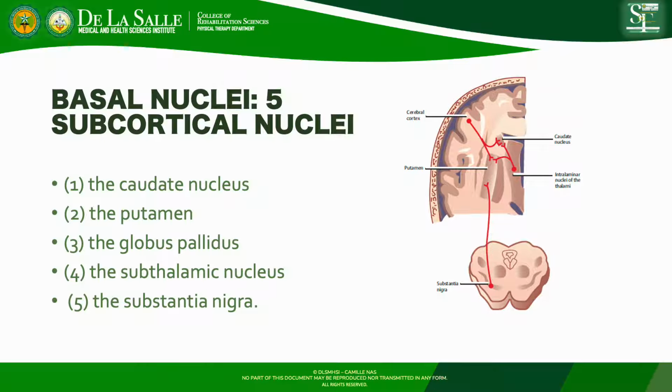Now, let's discuss the five subcortical nuclei that comprise the basal nuclei. We have the caudate nucleus, the putamen, and the globus pallidus. These three nuclei make up your basal nuclei. However, the subthalamic nucleus and the substantia nigra, these are not exactly part of the basal nuclei. So they don't make up the structure of the basal nuclei. Instead, they play a role that is important for the function of the basal nuclei in general. Again, they are not directly part of the basal nuclei, but they play a role in the function of the basal nuclei.